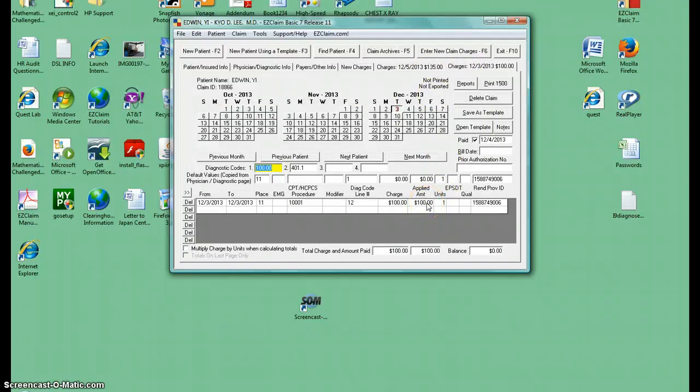It's definitely useful, so that if there are any unpaid balances, we can always just go back and bill it again to see what went wrong. Okay, that's about it. Thank you.